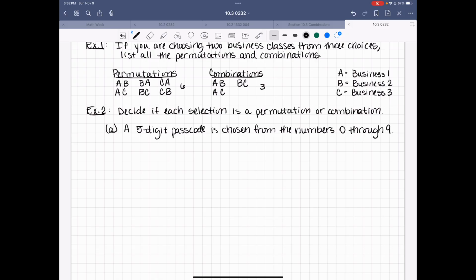Guys, we talked about choosing passcodes in the last section. And remember, if I'm choosing a 5-digit passcode, think about it, guys. If I list 5, 4, 3, 2, 1, that's different than 4, 5, 3, 2, 1. Okay? That's a completely different passcode. So with a 5-digit passcode, order does matter, which means this is a permutation.